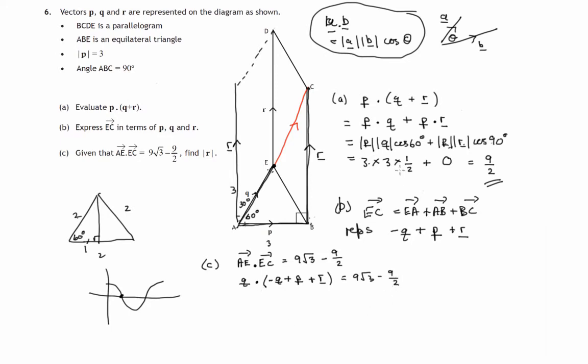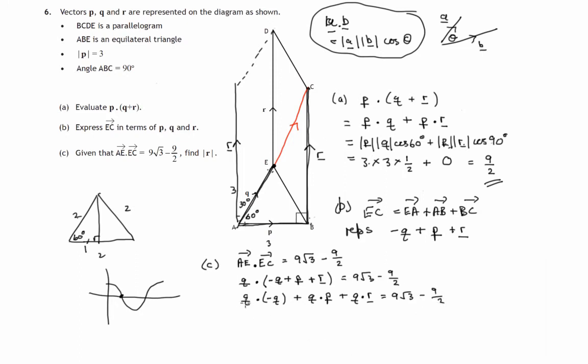And again, just as we did in part A, we can multiply out the brackets. So we'll get Q dot negative Q plus Q dot P plus Q dot R, which comes to 9 root 3 minus 9 over 2, we're told.